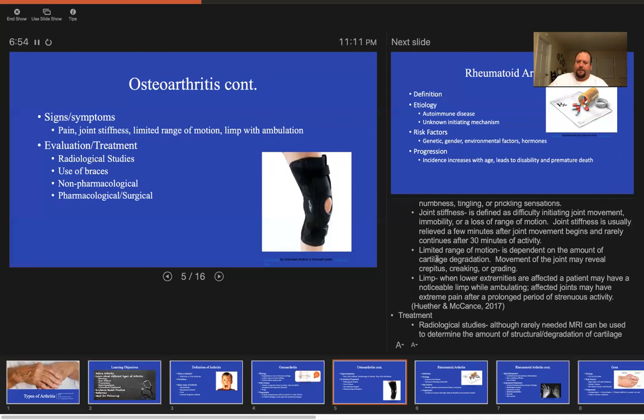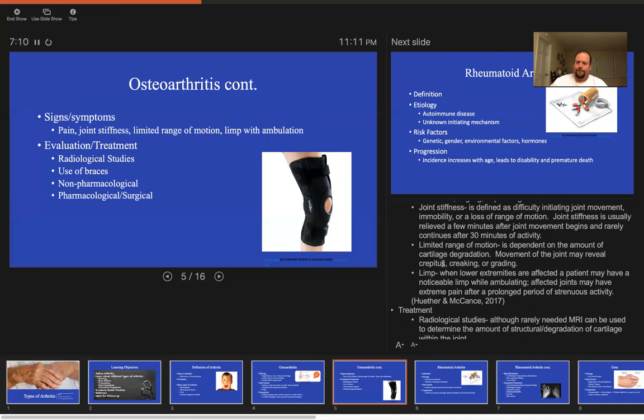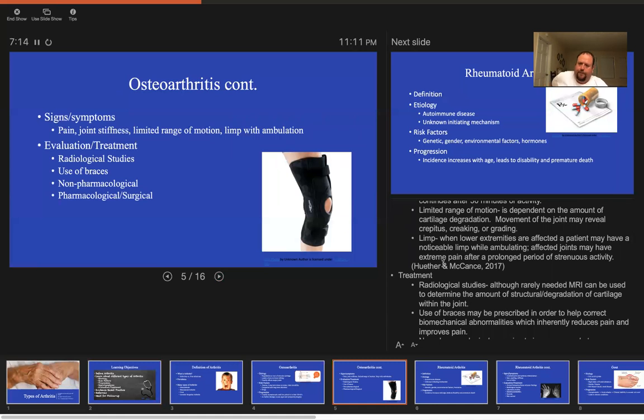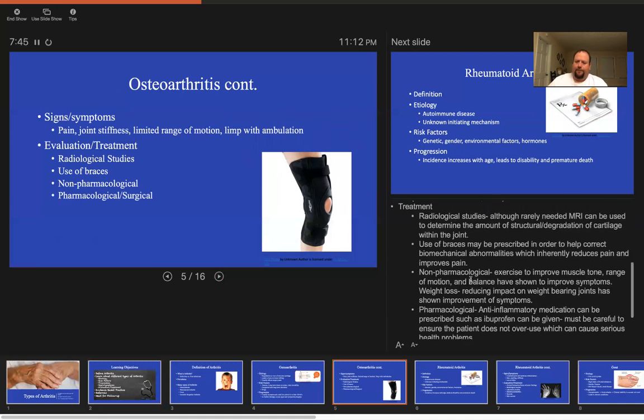You have joint stiffness, which is difficulty initiating movement in the joint or loss of range of motion. Usually it's relieved after a few minutes, and it rarely continues after 30 minutes of movement of the joint. There is limited range of motion due to the pain associated with the cartilage degradation. There can also be crepitus, creaking, or grating. These patients may also present with a limp when ambulating, and it may be worse after strenuous activity, and pain will be present.